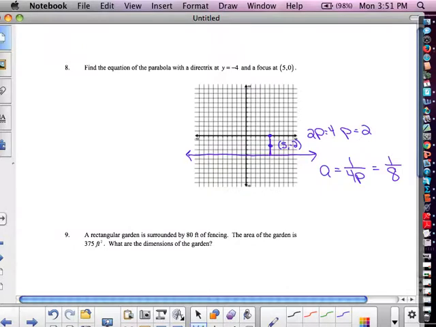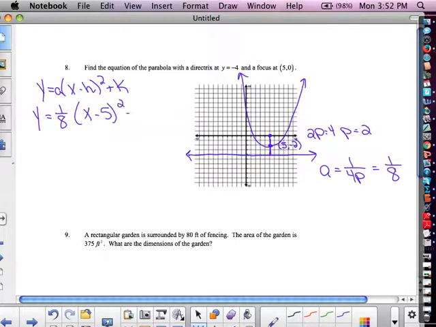Given the orientation, the parabola opens up. So now, standard form of the equation is y is equal to a times (x minus h) squared plus k. So y is equal to 1/8 times (x minus 5) squared minus 2. And that's the equation of the parabola given that information.